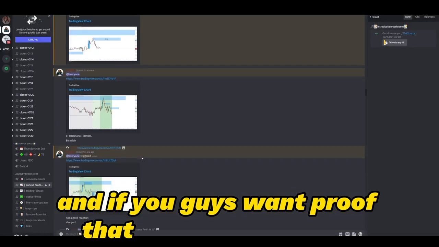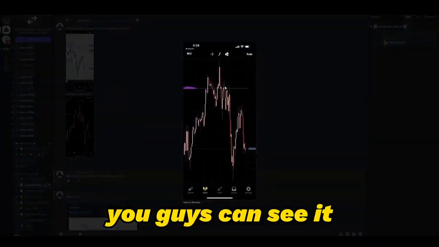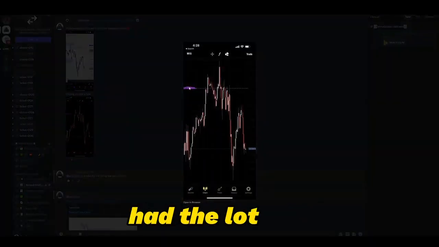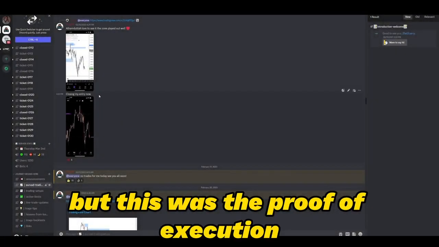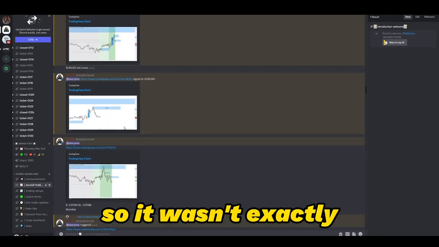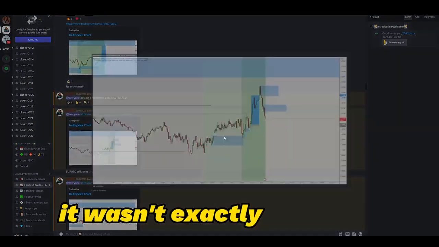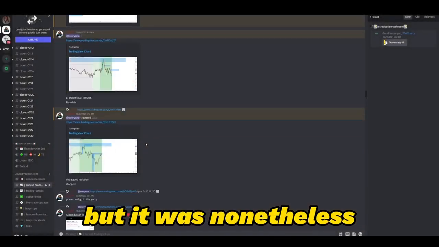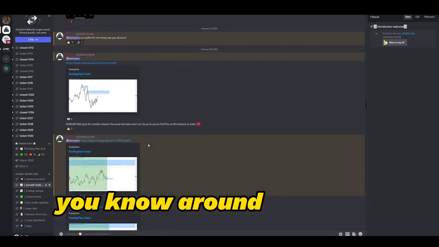And if you guys want proof that this was executed, you guys can see it right over here. So I hid the lot size, but this was the proof of execution. And we waited for a little bit more confirmation, so it wasn't exactly at that level of supply. It wasn't exactly over here, but it was nonetheless around the same area.